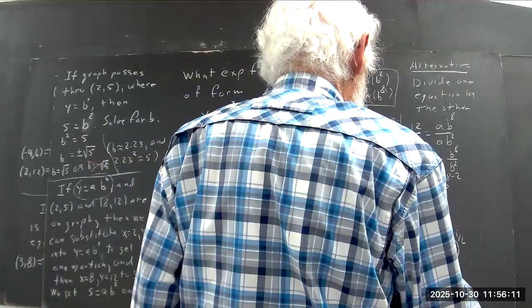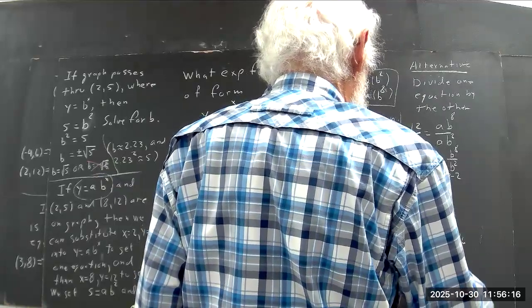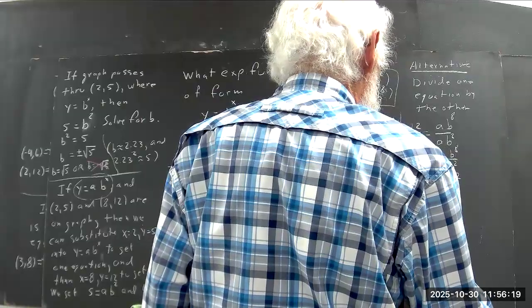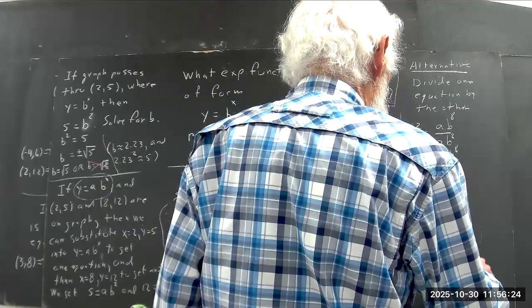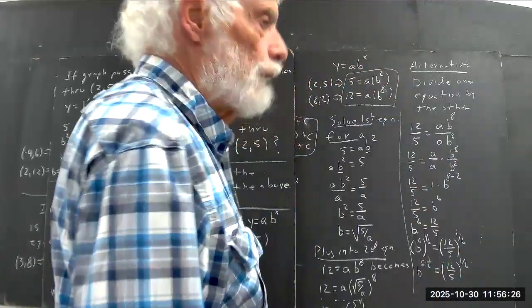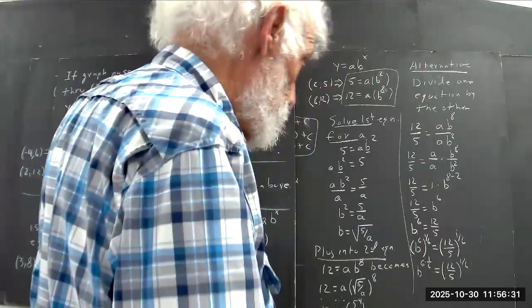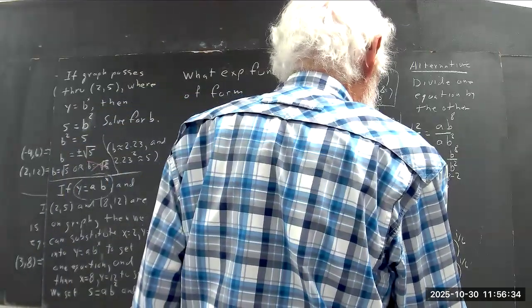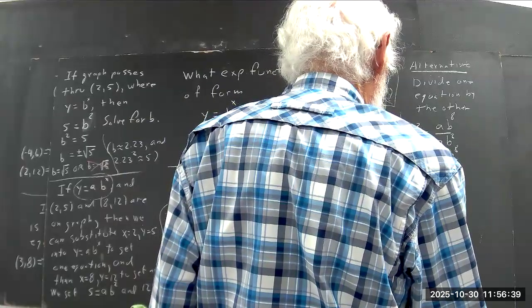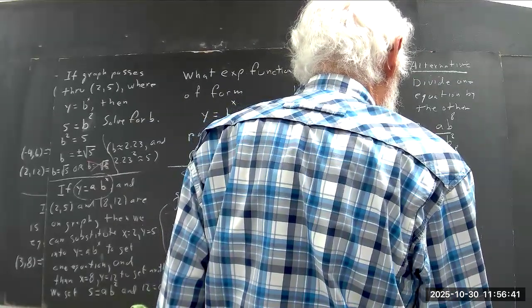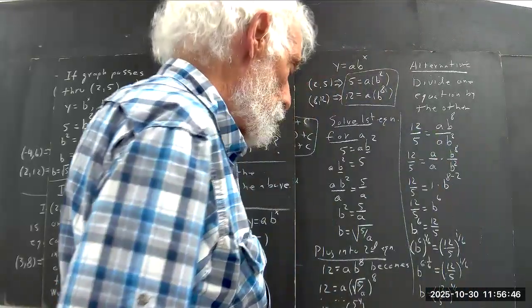That gives us B to the 6th times 1/6 equals, well, I'm just going to leave 12 over 5 to the 1/6. That's something you're going to have to plug into your calculator. So B equals 12/5 to the 1/6 power.